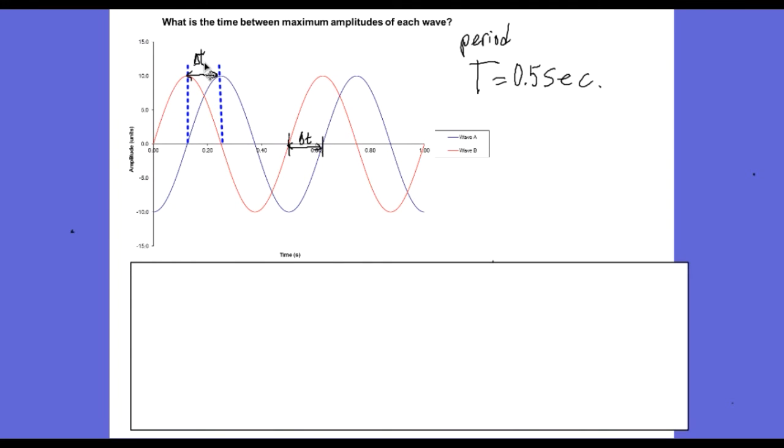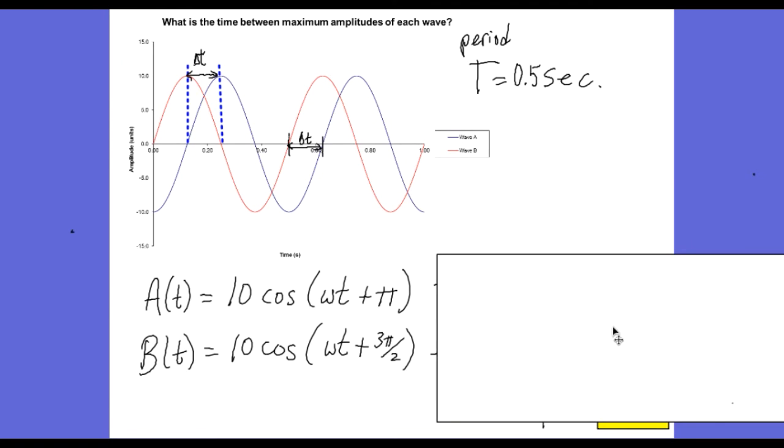The time I'm looking for is this delta t right here, and it's between the maximum amplitudes, but notice that it's also the time between the points of each wave that crosses the x-axis. In fact, if we take any 2 points that are in the same location on the wave, we can find the distance between those 2 points, and it will match this delta t. All right, so first, let's see if we can figure out what are the cosine equations that describe each of these 2 waves.